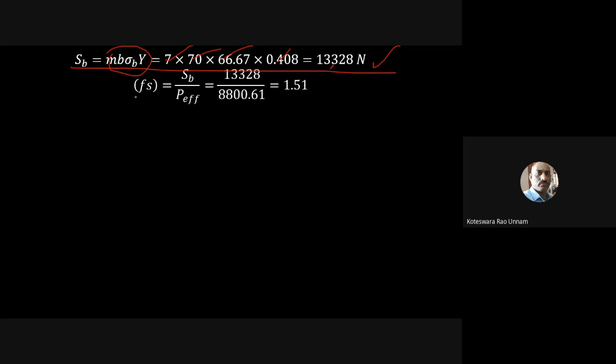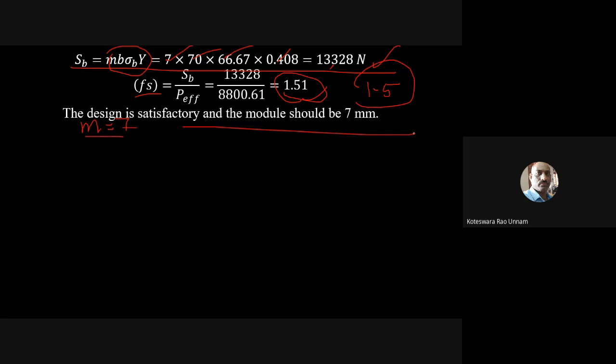Then you need to verify the factor of safety, which is nothing but SB by P effective, which comes out as 1.51. But the required factor of safety is only 1.5. Since we got 1.51, whatever module you chose in M may be satisfactory or okay for the given application. Suppose instead of 1.51, you get less than 1.5. Then the module you chose is not enough, and you need to go for trial 2.